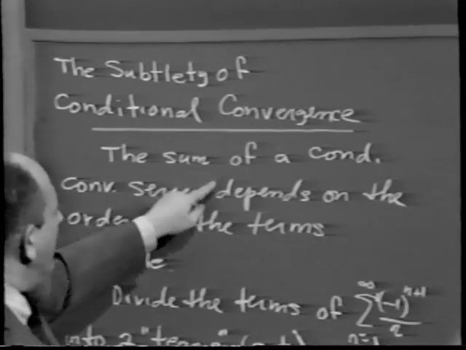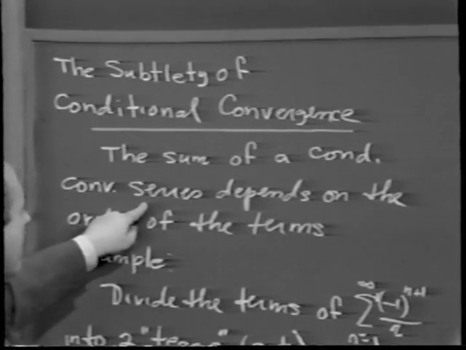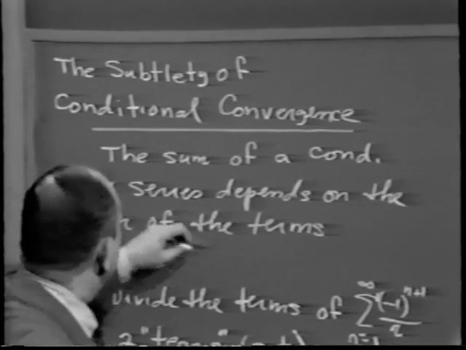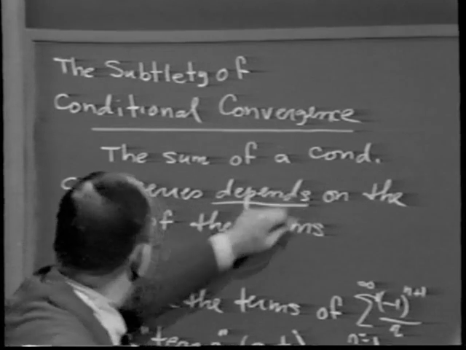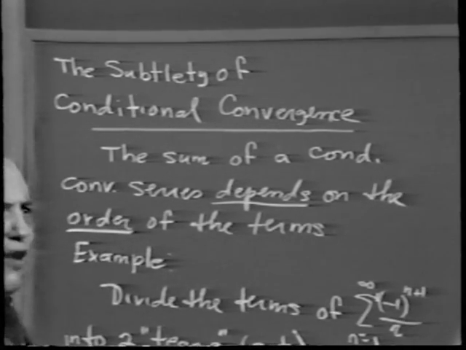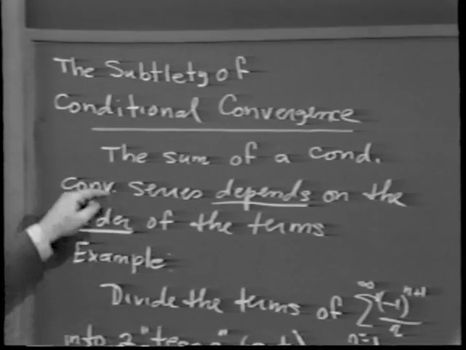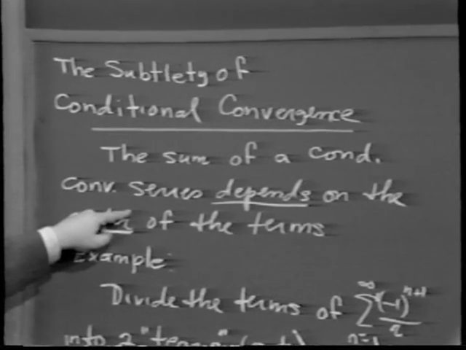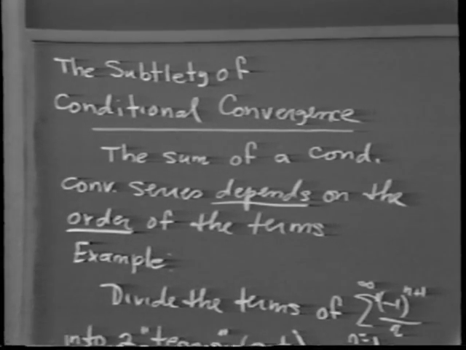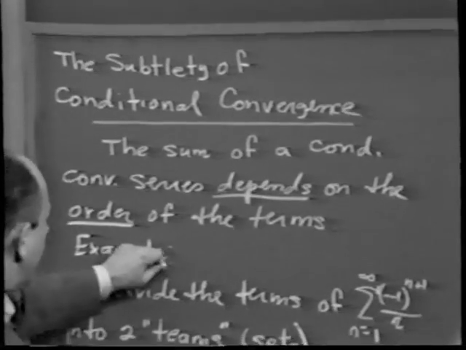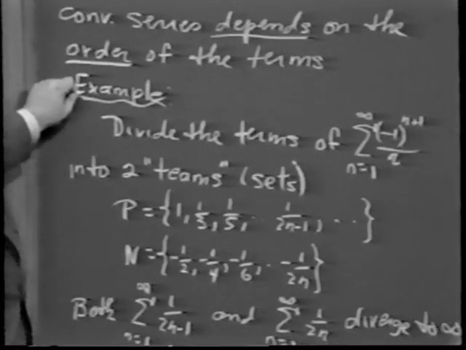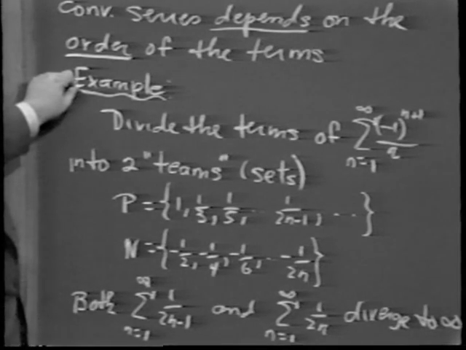Namely, the sum of a conditionally convergent series, and this is fantastic, depends on the order in which you write the terms. In other words, if the series converges, but conditionally, if you change the order of the terms, surprising as it may seem, you actually change the sum. And the best way to do this, I think, at this stage, a generalization is given in the supplementary notes.